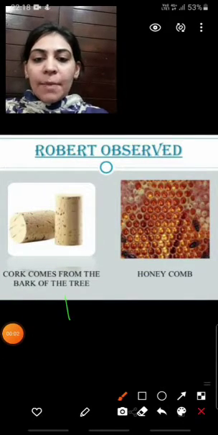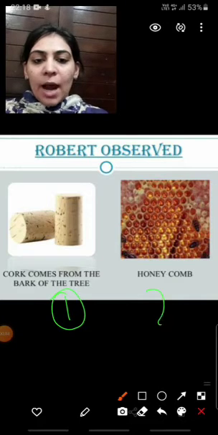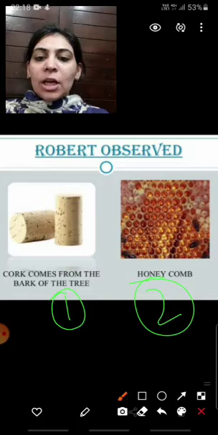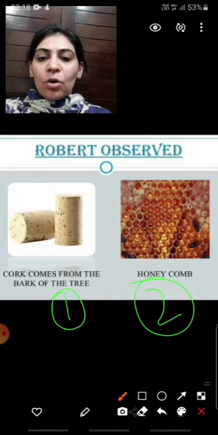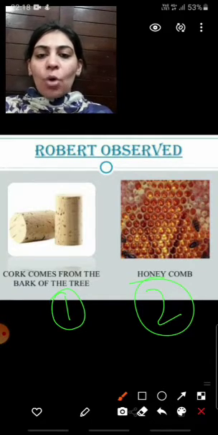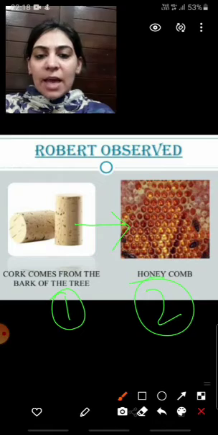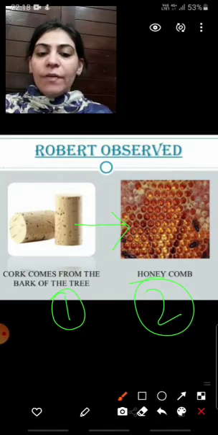To these diagrams I have given the numbering 1 and 2. Diagram 1 shows the cork that comes from the bark of a tree. This is the cork piece that he took from the bark of a tree. When he observed this cork through the self-made microscope, he saw these tiny box-like compartments, a honeycomb-like structure, and he named these little compartments cells, and this led to the discovery of the cell.